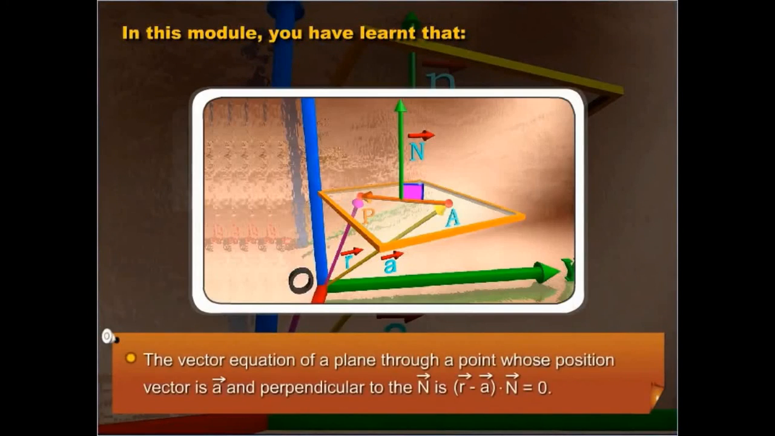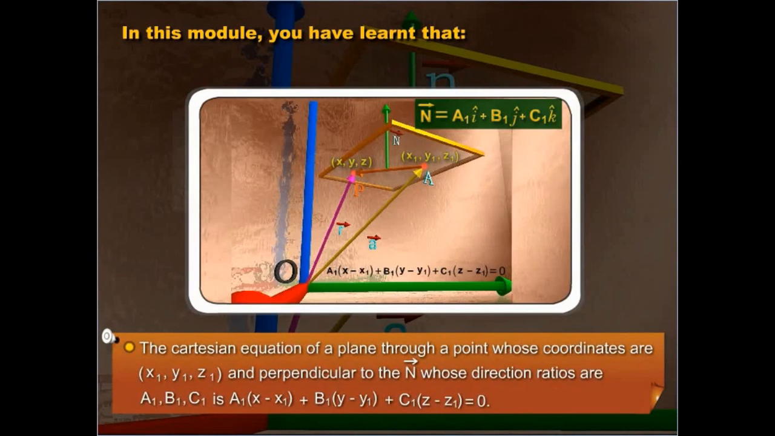In this module you have learnt that the vector equation of a plane through a point whose position vector is vector A and perpendicular to the vector n is vector r minus vector A whole dot vector n is equal to 0. The Cartesian equation of a plane through a point whose coordinates are x1, y1, z1 and perpendicular to the vector n whose direction ratios are a1, b1 and c1 is a1 into x minus x1 whole plus b1 into y minus y1 whole plus c1 into z minus z1 whole is equal to 0.